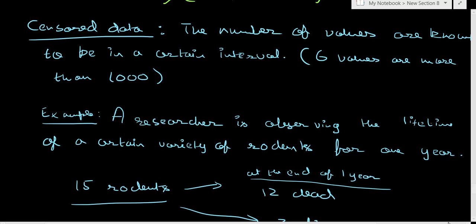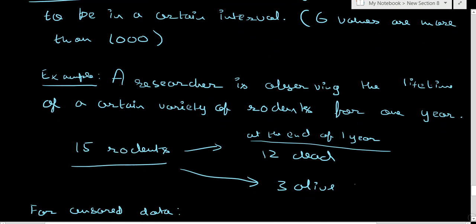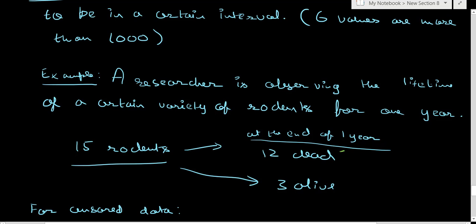So by the end of year one, he can have like 12 guinea pigs dead and 3 alive. So this would mean that we would know the exact lifetime of these 12 guinea pigs. He would know the exact lifetime.